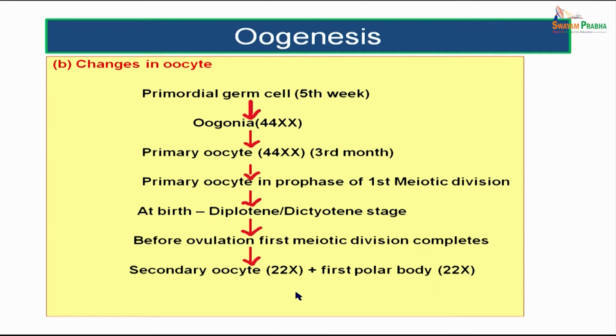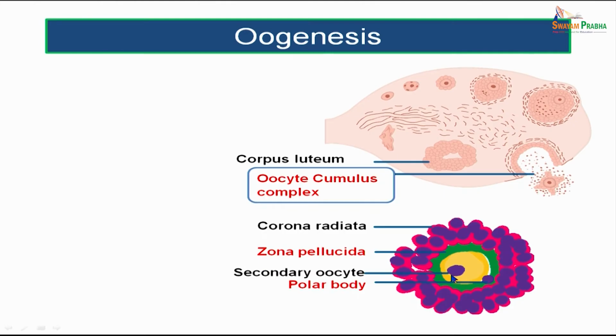Now look at the chromosome number. The secondary oocyte will have the haploid number of chromosomes, that is 22x. Along with that, there will be an expulsion of a polar body, known as the first polar body, again with the same haploid number of chromosomes. What happens to the secondary oocyte? It will enter into the second meiotic division.